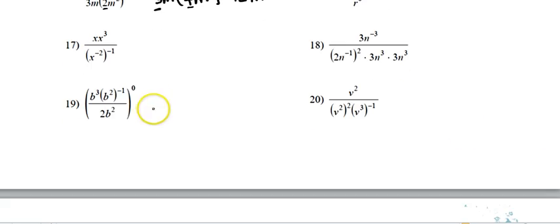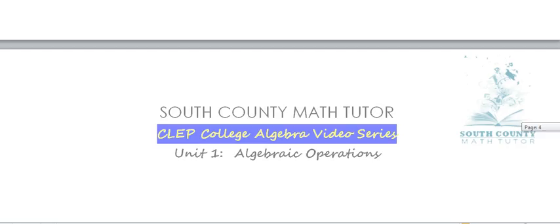Number 19, quick, tell me the answer. Anything to the 0 power is 1. Everything in here is in parentheses and is raised to the 0 power, so the answer equals 1. Okay? Let's just do another problem that I make up, and let's call this problem 21.